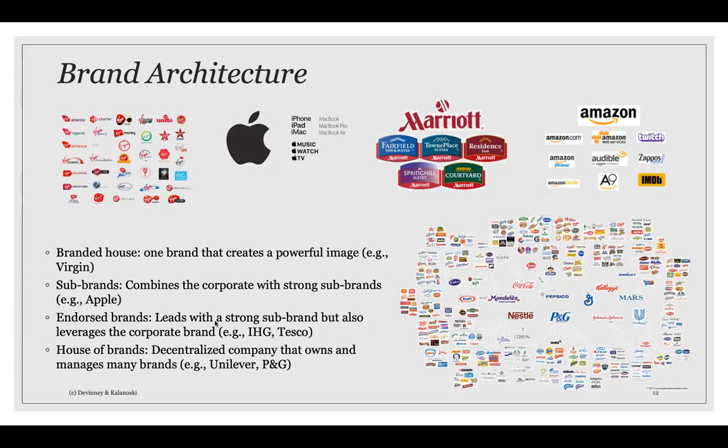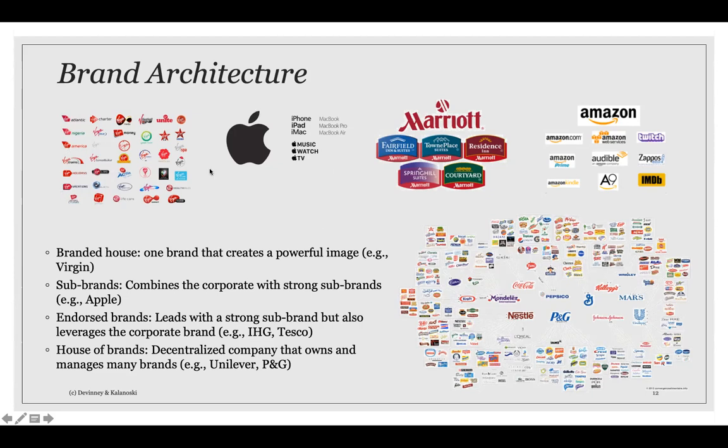So you have the branded house. This is an example of the branded house with Virgin, where there are lots of different things, which vary from healthcare to airlines to health clubs, record companies, etc. All branded under a single name, which gives you certain types of efficiencies, obviously, with, generally speaking, the brand equity, the branding associated with it.